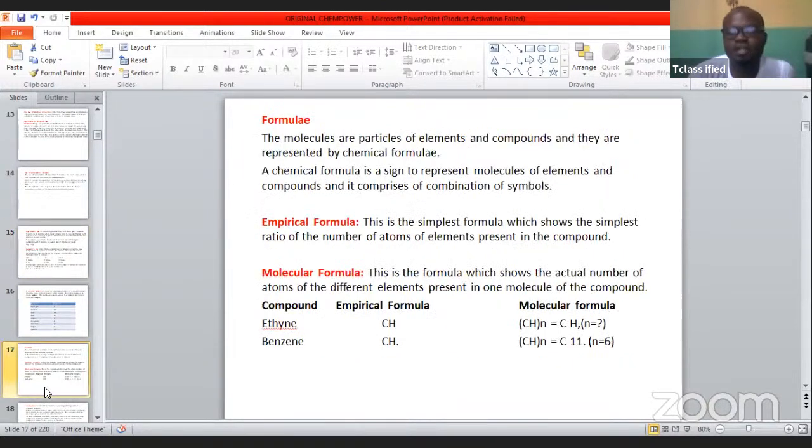Also take note of the types of formulas that we have. The empirical formula shows the simplest ratio of the elements in a molecule, whereas the molecular formula shows the actual number of atoms of the different elements present.